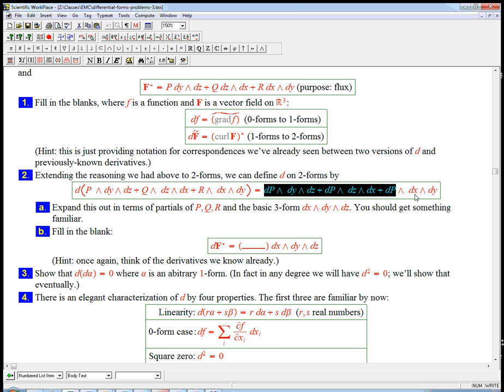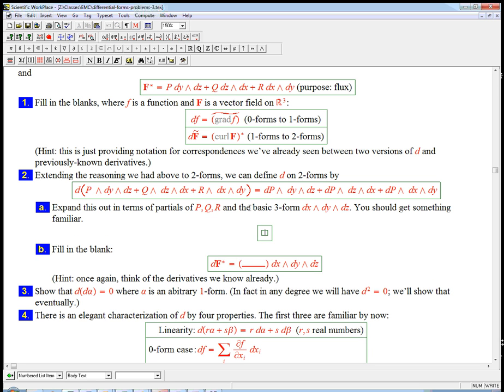Okay, so that's a start, but if we want to get it explicitly in terms of partials, we'd like to expand this out. So let's do that. Oh, and I made a typo here. That should be a Q and an R. I should change that in my students' papers. They'll figure it out. Okay, so what is that going to be? Well, I'm just going to copy it one more time.